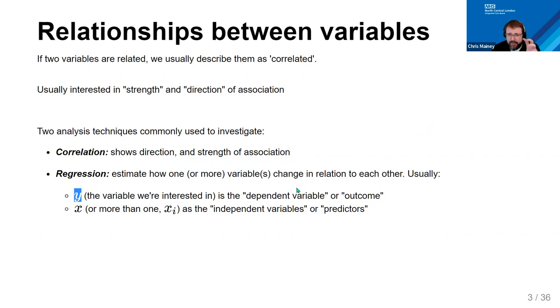But what we're talking about is the variable of interest. We're trying to work out how to predict that variable. There's also X, or it could be many X's, depending on how many different predictors you have in your model. They're often referred to as the predictors, independent variables or explanatory variables. So we're using X or many X's to predict or explain Y.